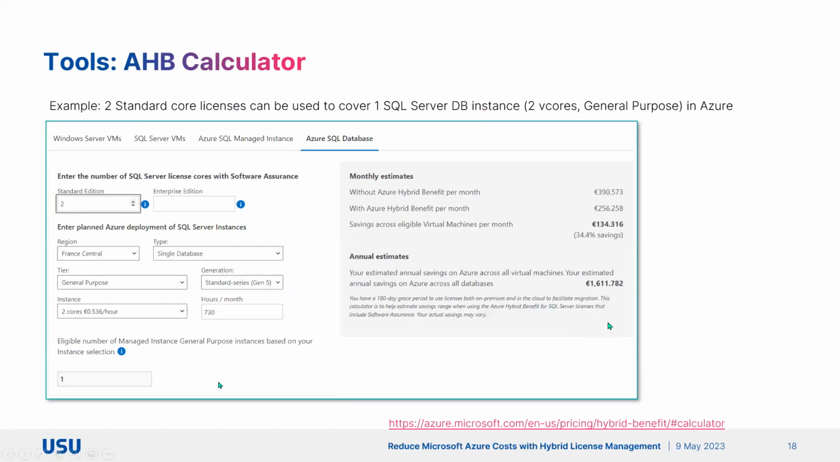I would rather like to briefly go through some tools. The most basic tool, which you will know, is the hybrid benefit calculator, which is quite useful also to understand the licensing rules. And here you can play with numbers. In this case, I say I have 2 standard licenses for SQL Server, and I want to spin up a certain workload. Here again, you see the uptime. That's always part of the calculation. And then it tells you how many of such workloads you could license with it, and how much you would save, and so on.